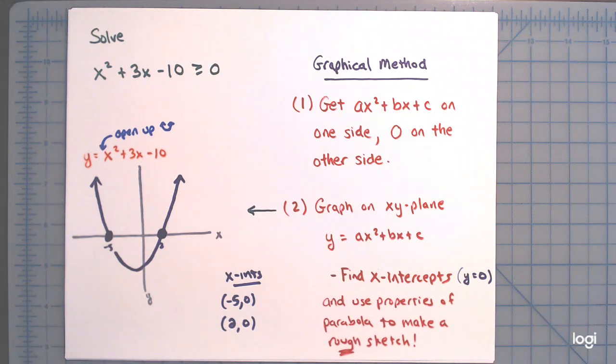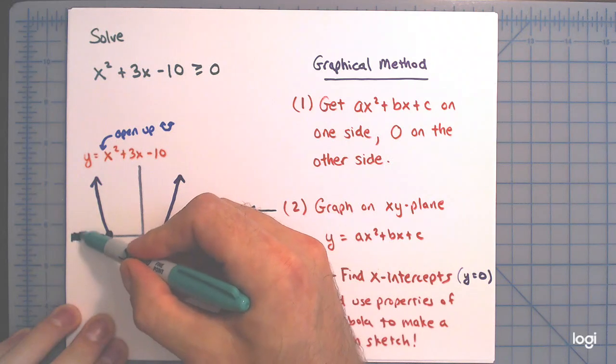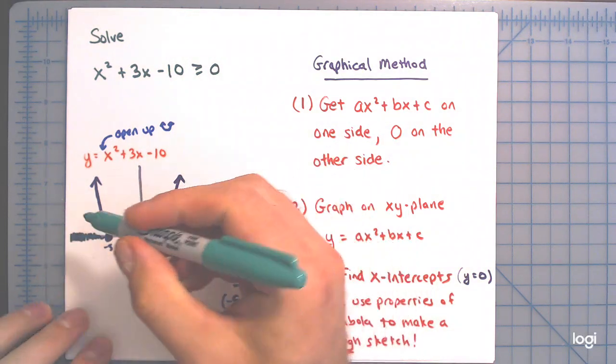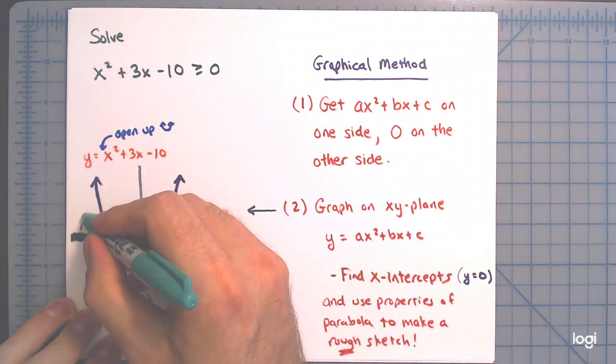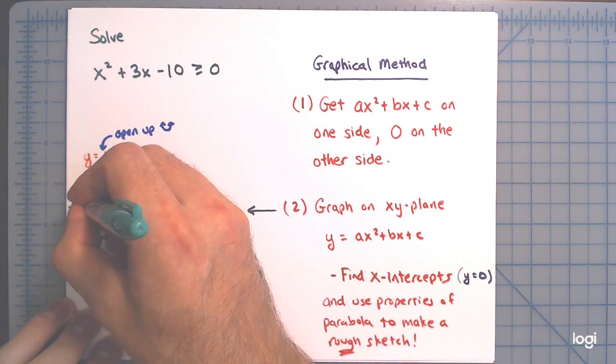Now let's look at the interval on the x-axis. Let's look at these x values. You see how for all of these x values to the left of negative 5, the y values are positive? Plus y values, I'll say.